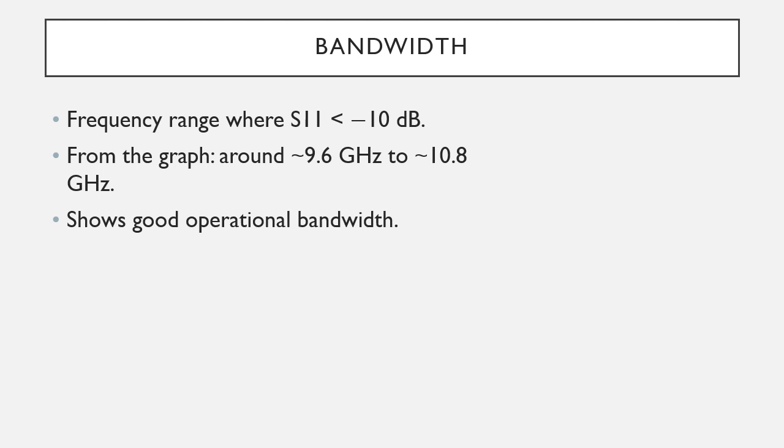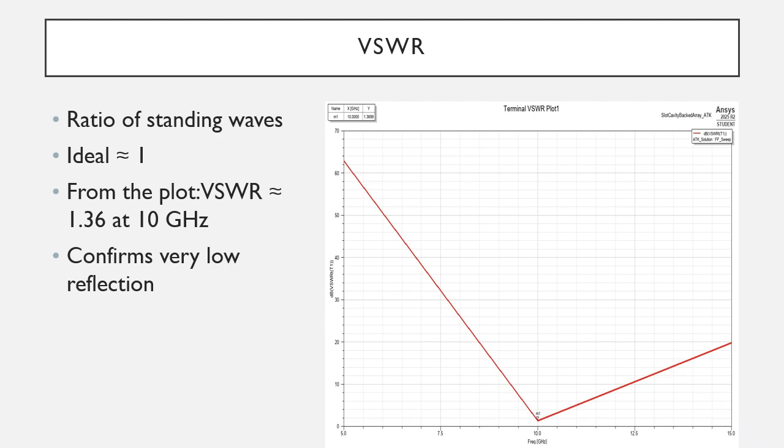Bandwidth is the frequency range where S11 is below minus 10 dB. From the graph, this occurs approximately from 9.6 GHz to 10.8 GHz, which indicates a good operational bandwidth around the design frequency. Voltage standing wave ratio measures standing waves. The ideal value is 1. From the plot we can see this voltage standing wave ratio is about 1.6 at 10 GHz, confirming excellent impedance matching.